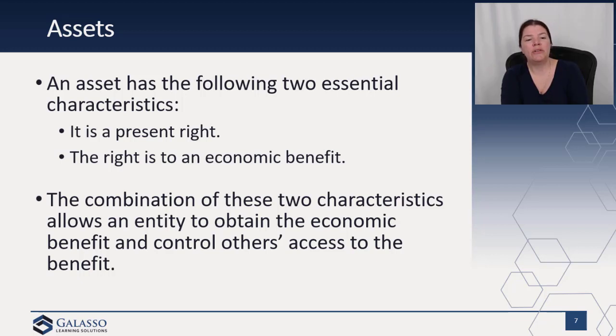And they kind of just focus on the basics, right? So we don't have to worry about future economic benefit, which was sort of the underpinning of the definition in the past. So it's a present right, and the right is to an economic benefit. And so this concept of probable being removed, past transaction being removed. And, remember, assets can have a lot of different features about them. They can be tangible, they could be intangible, they can be exchangeable, they can be separable, right? Those are not going to be part of the essential definition.